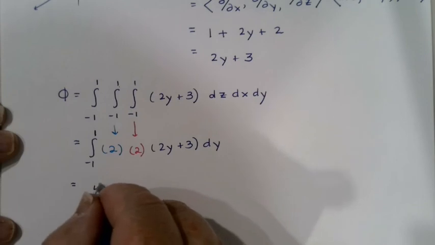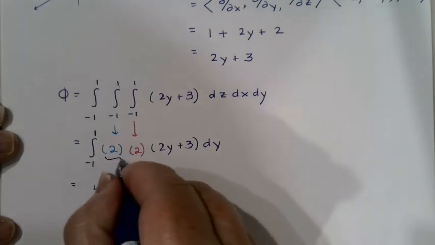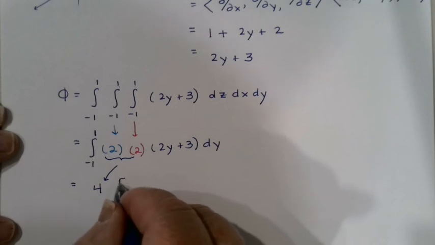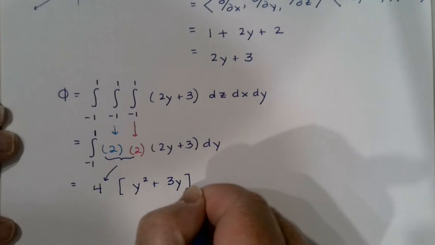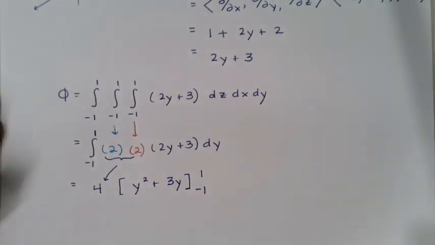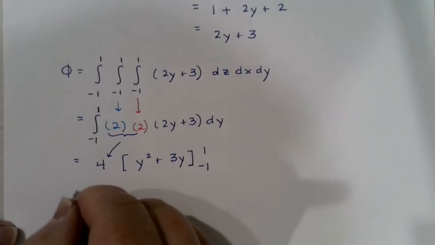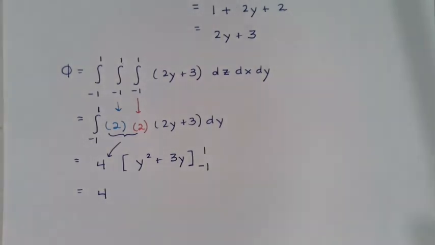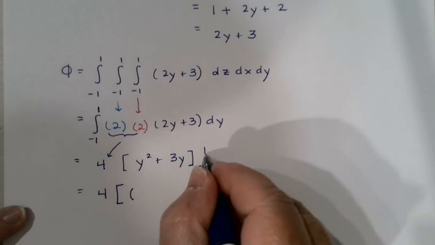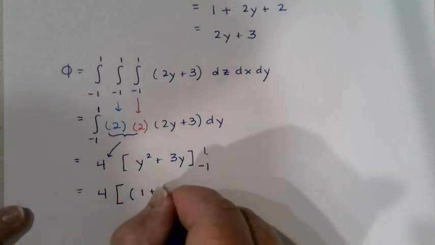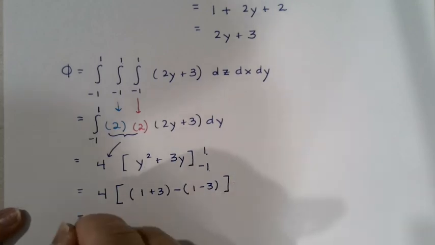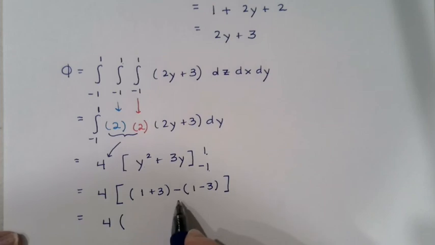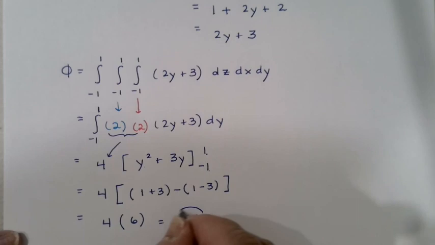So if I pull the 4 out, and then I integrate 2y plus 3, it's going to give me y squared plus 3y, from -1 to 1. I could have done that integral on the calculator, but I haven't had to do that much work on this one, so I'll finish it out by hand. Plugging in 1 would give me 1 plus 3. Plugging in -1 would give me 1 minus 3. What is that? 4 minus a -2, 6. Giving me a final flux of 24.